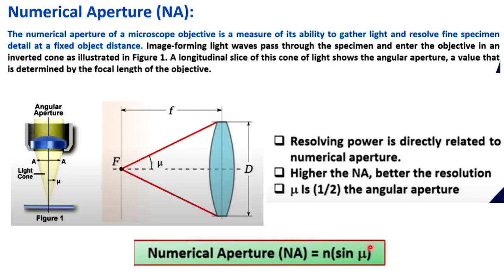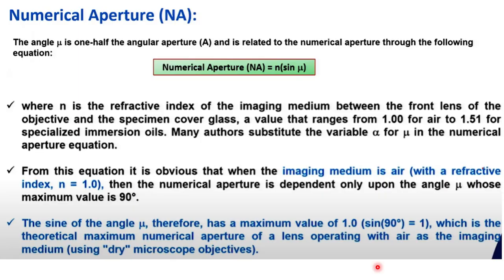Mu is the angular aperture, and the lower this number, the higher the numerical aperture. The angle mu is 1/2 of the angular aperture and is related to the numerical aperture through the following equation. N is the refractive index of any medium where the image is forming.